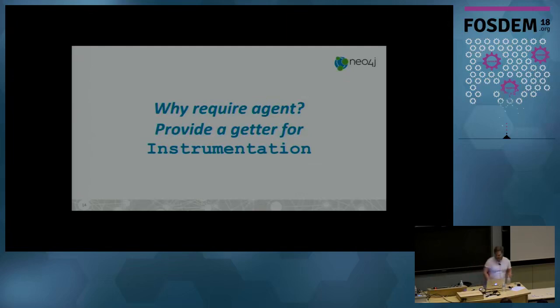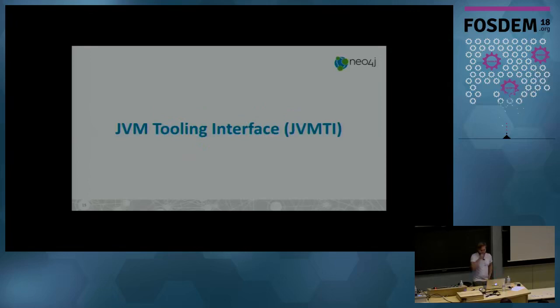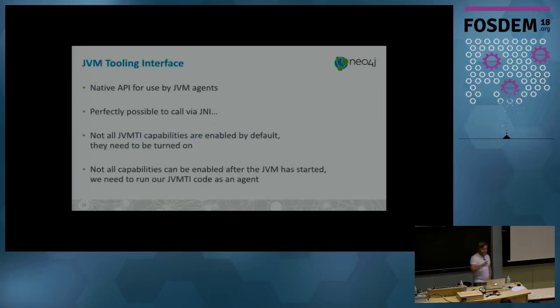If we want to get even more powerful tools, we can write some C code or some native code using the JVM tooling interface, JVM TI. This is a native API for writing native JVM agents. It's another type of agent, not a Java agent, but I think these are just called agents. The interesting thing about this is that even though this API is meant to be used from an agent, it's perfectly possible to write JNI code that calls it. So we can do that.